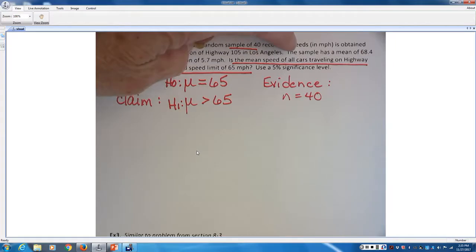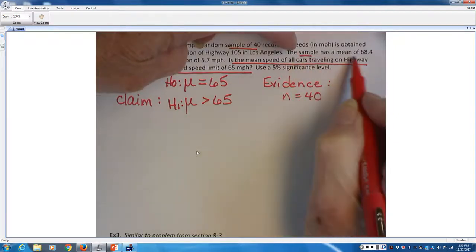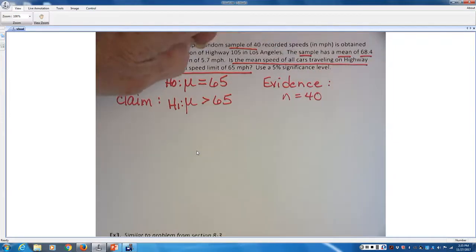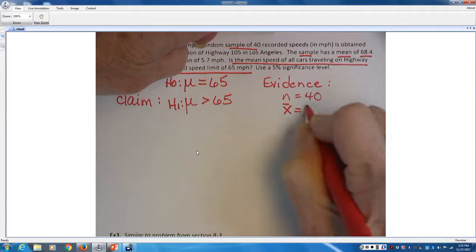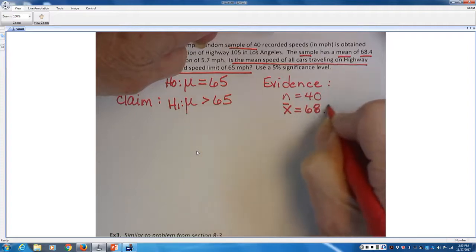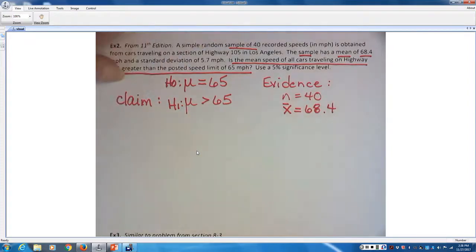That symbol would be... what symbol for the sample mean? That's X bar. I think now you're beginning to see why I told you those symbols were so important by the time you get to the end of this semester.